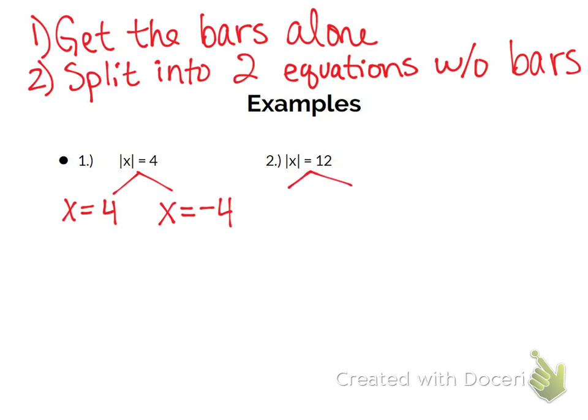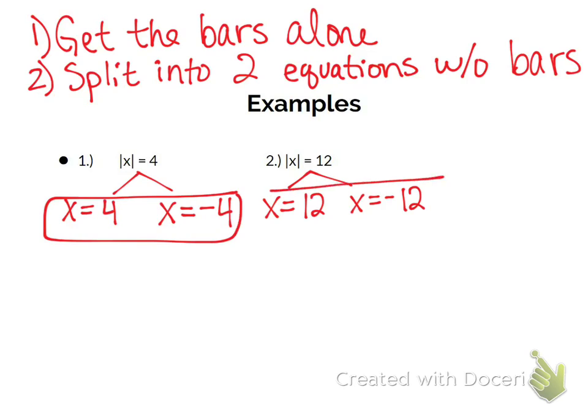The bars are alone, so we split it up. One of the equations is exactly the same, just without bars. So what would that look like? x equals 12. The other one is going to be very similar, except for what's going to change. The 12 will be negative. Notice that the x part stayed exactly the same both times. It just dropped the bars. So on both of these, we got 2 answers. We would need both of the answers to get all of our points. It's not one or the other. It has to be both.